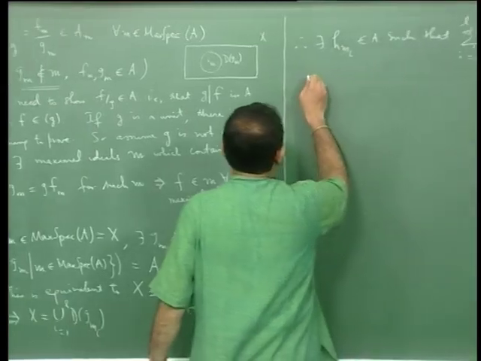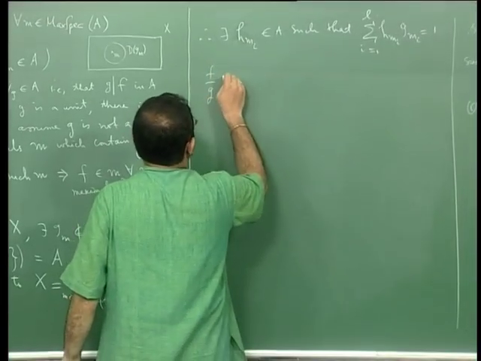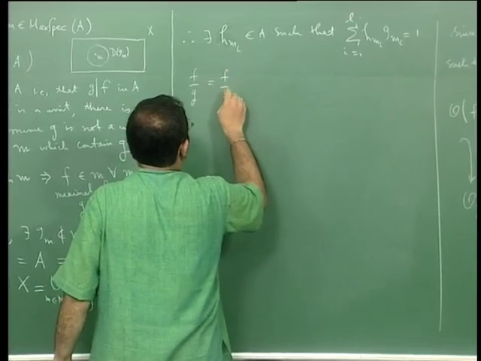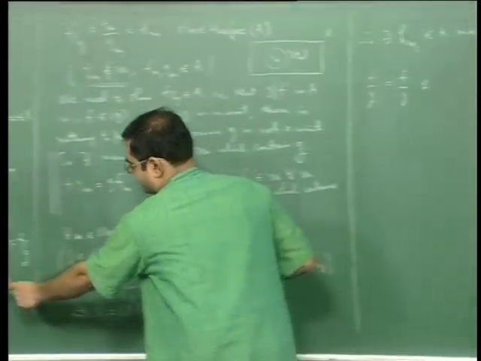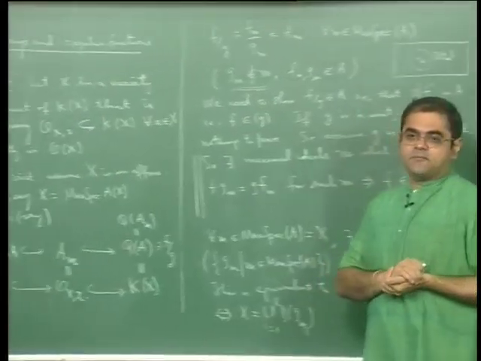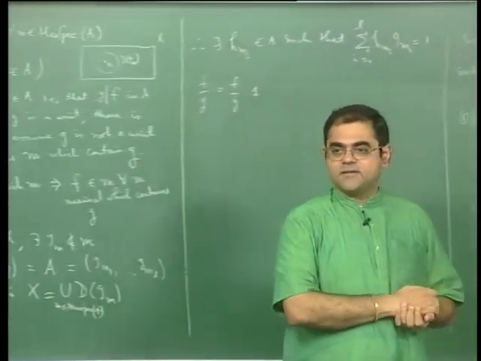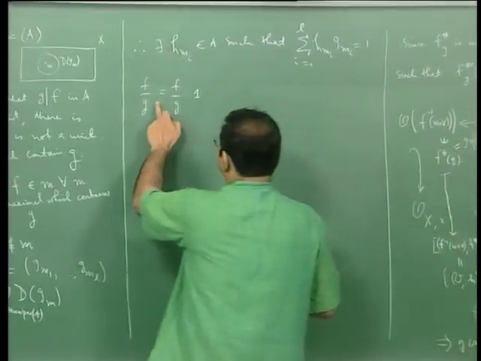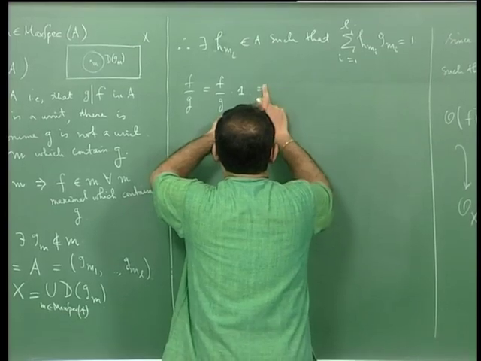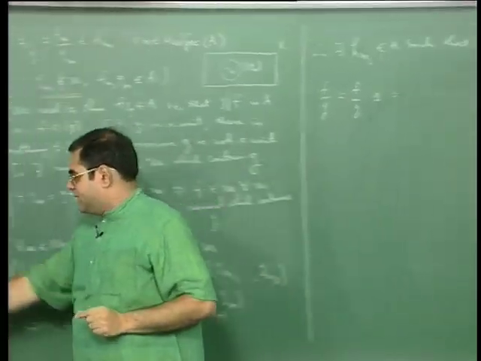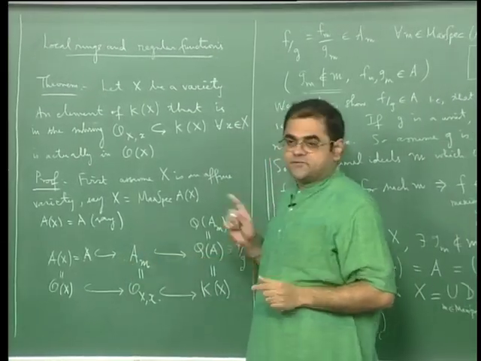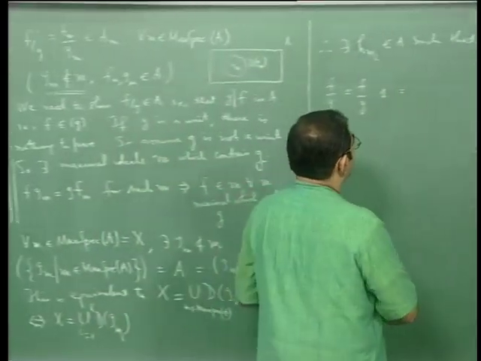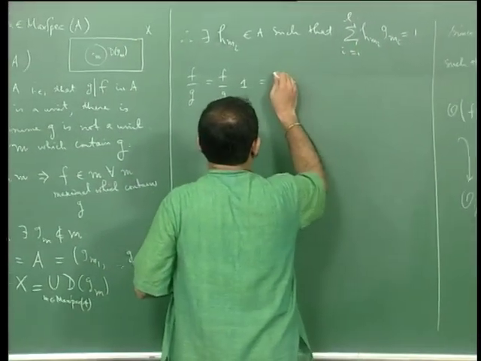I can take F by G is equal to F by G times 1, where I am doing all this computation in the quotient field. Whatever equations I am writing now are valid in the quotient field. So F by G is F by G times 1, and the 1 in A is the same as the 1 in A_m, is the same as the 1 in the quotient field. So this makes sense also in the quotient field.